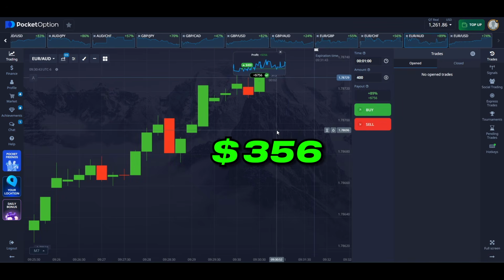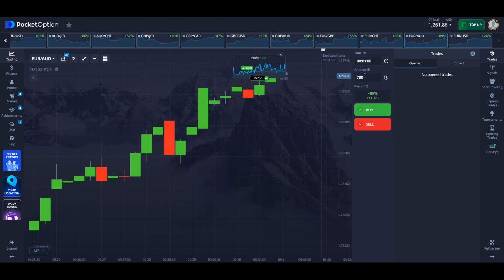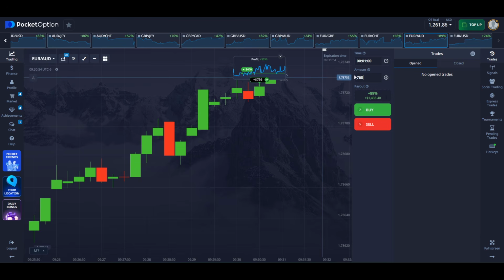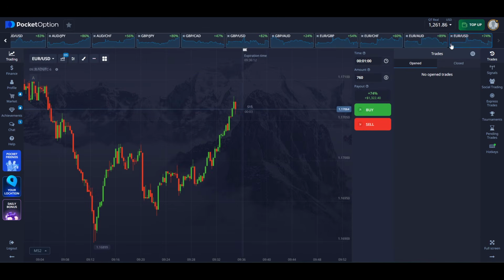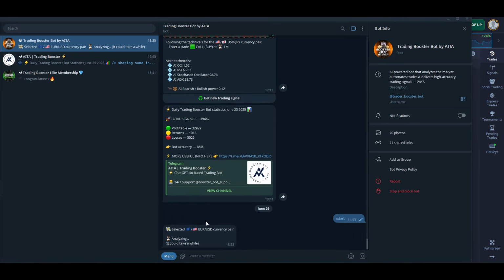And I made $356 from this trade. I've already increased my deposit 2.5 times, and I can open the next trade for $700, and at the same time, I won't be risking anything. Even at 760 bucks, that's exactly the amount I'll use for the next trade. For the next currency pair, I choose euro dollar. I select it in the booster bot and set the trade time to 1 minute.